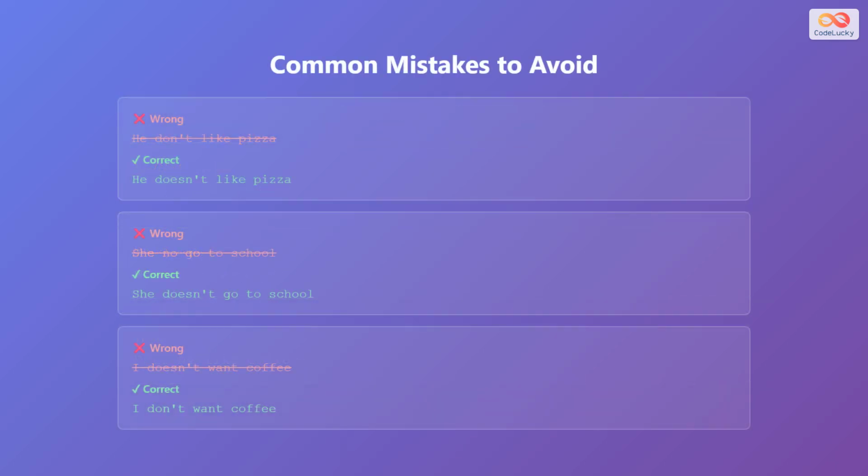Here are some common mistakes students make. Do not say, he don't like pizza. It should be, he doesn't like pizza. Do not say, she no go to school. It should be, she doesn't go to school. And do not say, I doesn't want coffee. It should be, I don't want coffee. Remember the correct pronoun and the correct form of do or does.